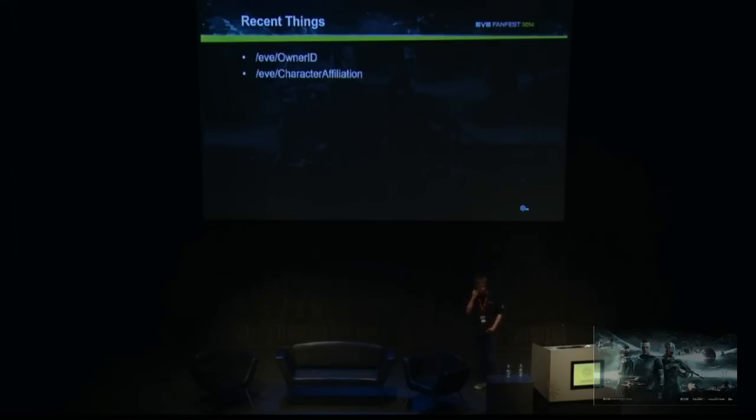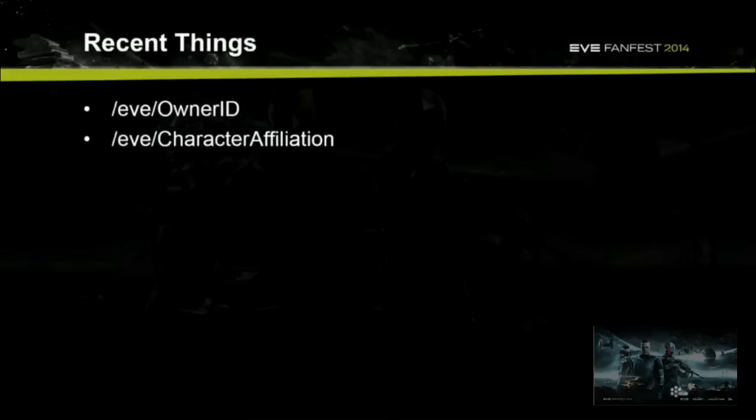We added the character affiliation endpoint. You can give it a comma-delimited list of IDs, and it'll tell you what corporation, alliance, and faction those characters belong to, instead of having to go all over the place or do it one at a time.